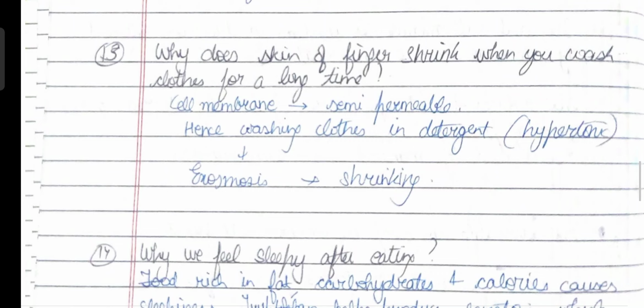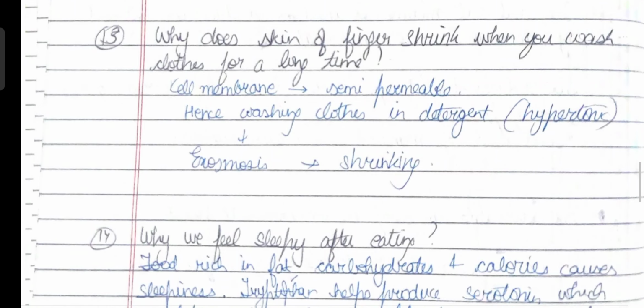Now, while washing clothes, since most of the times the detergents are hypertonic, as a result water starts moving out of the skin into the hypertonic solution or the detergent solution, and therefore the skin appears to be wrinkled or it shrinks. And the term given for it is exosmosis.